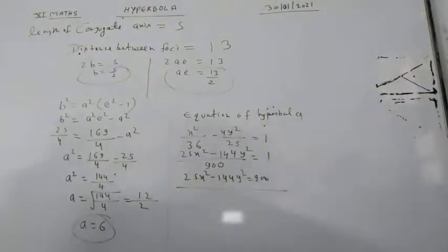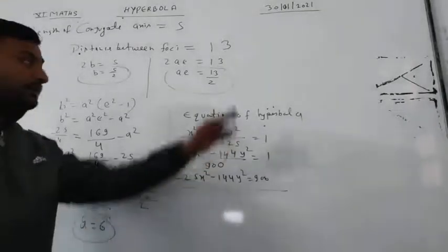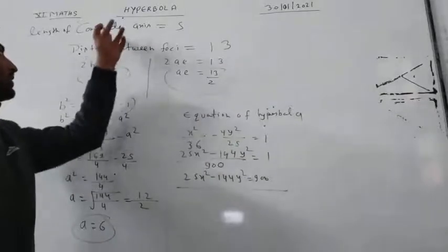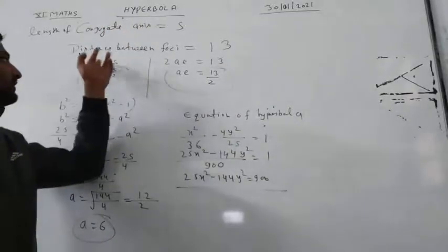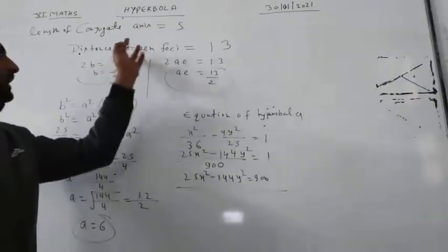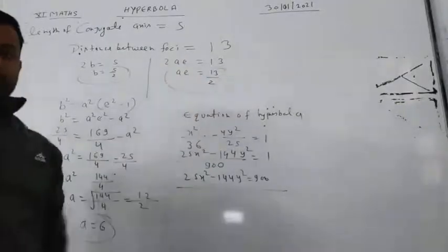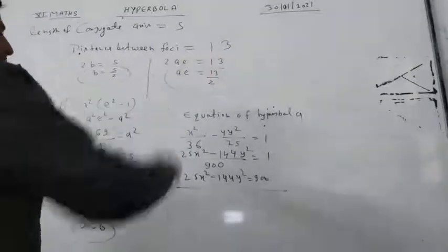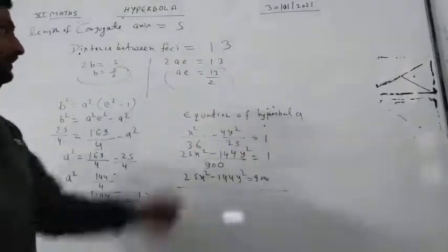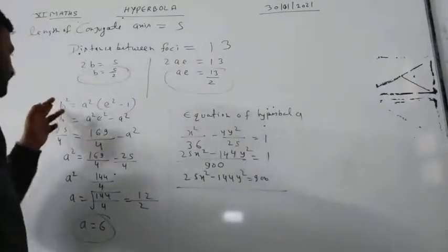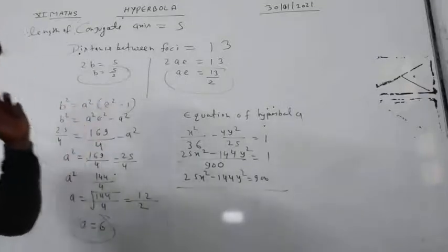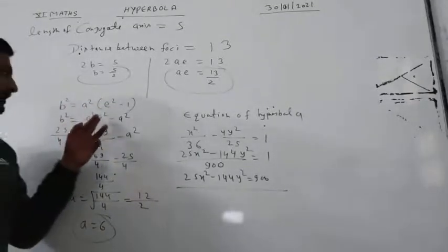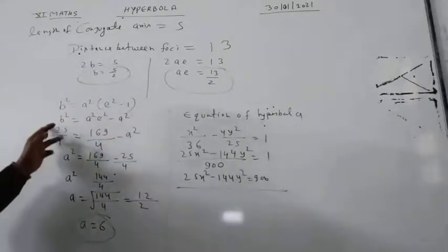Let's see once again. Our question says that students, the length of conjugate axis is 5, distance between foci is 13. So you know the length of conjugate axis is 2b, is 5, so b is 5 by 2, and foci is 13 by 2. Distance between foci is 13 we have to give, and so ae will be 13 by 2. And student, we know b square is equal to a square e square minus a square.